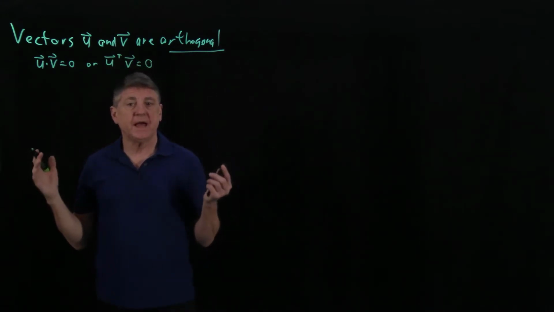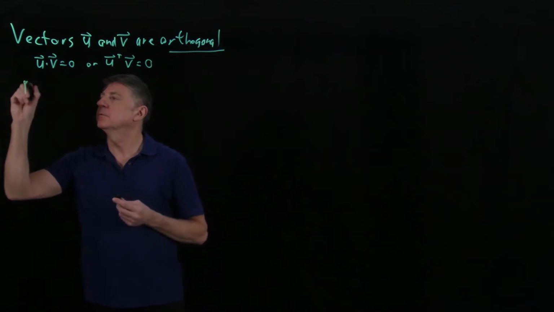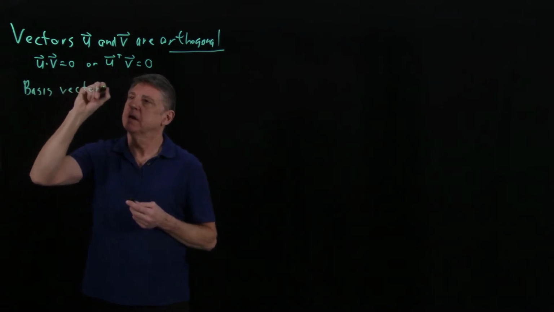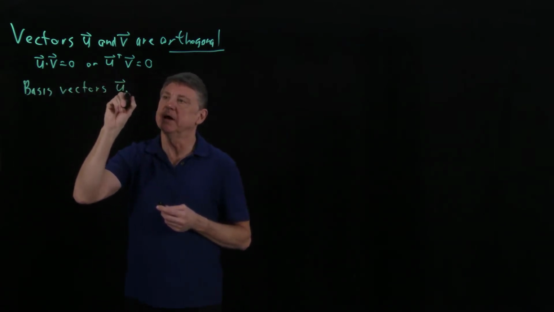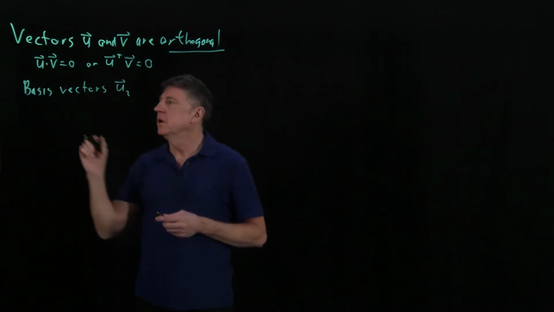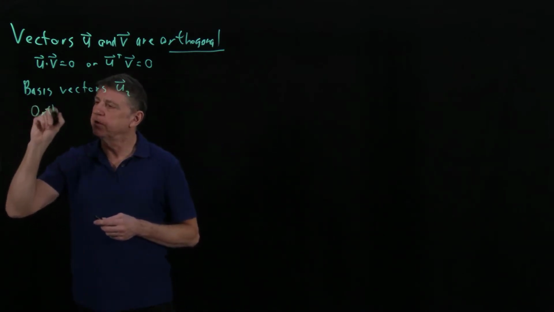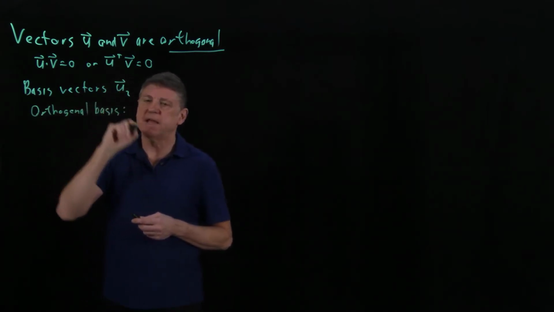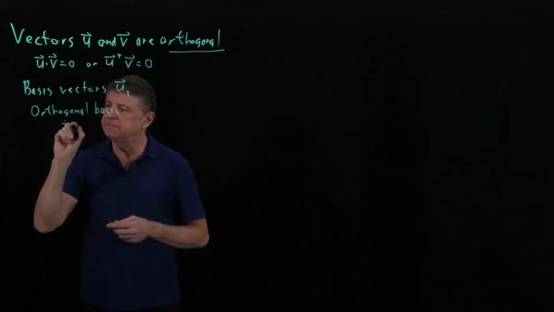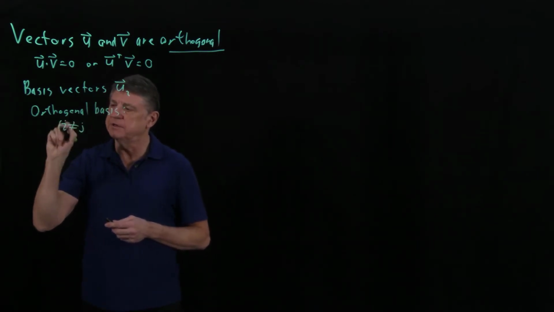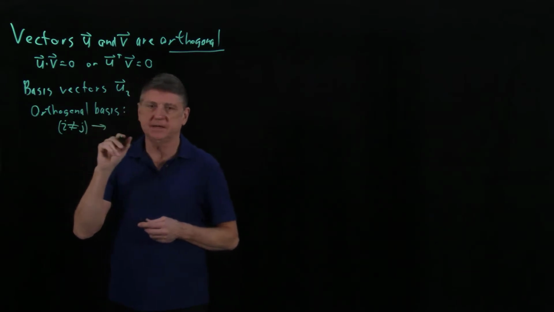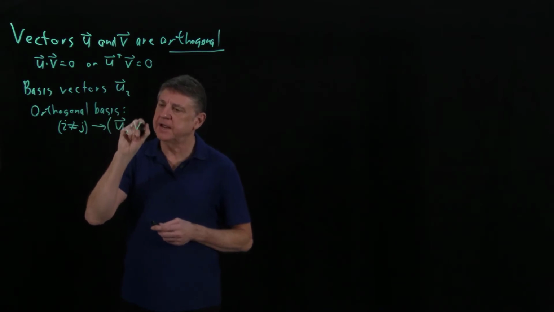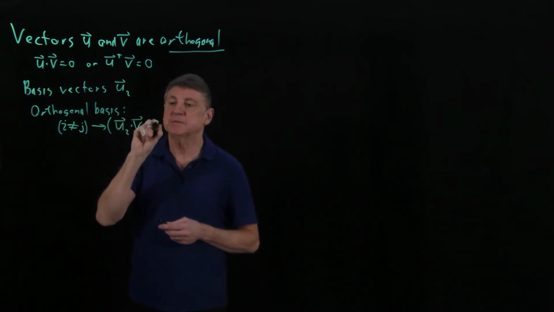And when we have an entire basis of vectors, and we call them all u, indexed by i, we say that the basis is an orthogonal basis. What that means is that if i and j are distinct numbers, then the dot product of the ith basis vector and the jth basis vector has to be equal to 0.